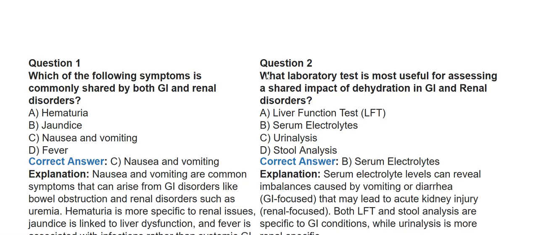Question 2. What lab test is most useful for assessing a shared impact of dehydration in GI and renal disorders? Is it A, liver function test, B, serum electrolytes, C, urine analysis, or D, stool analysis? B is the answer, serum electrolytes, as serum electrolyte levels can reveal imbalance caused by vomiting or diarrhea, GI focus, that may lead to acute kidney injury, aka renal focused. Both liver function test, LFT, and stool analysis are specific to GI conditions, while urine analysis is more renal specific.